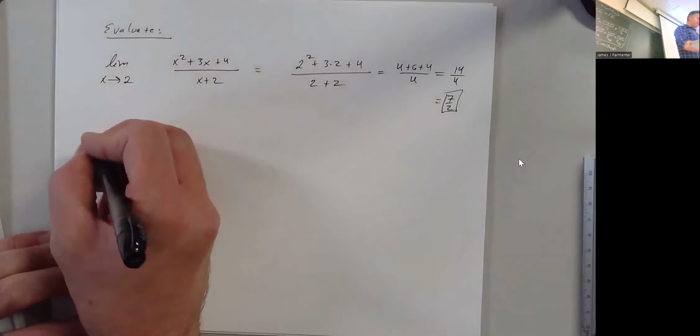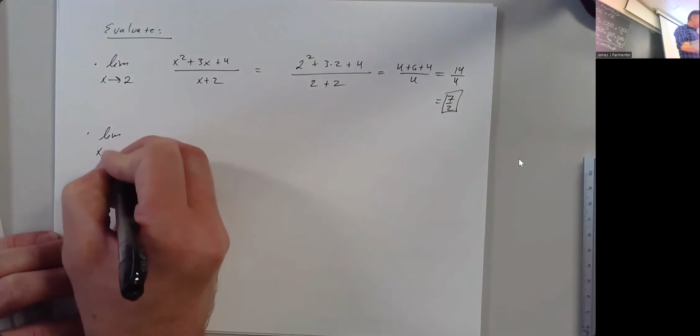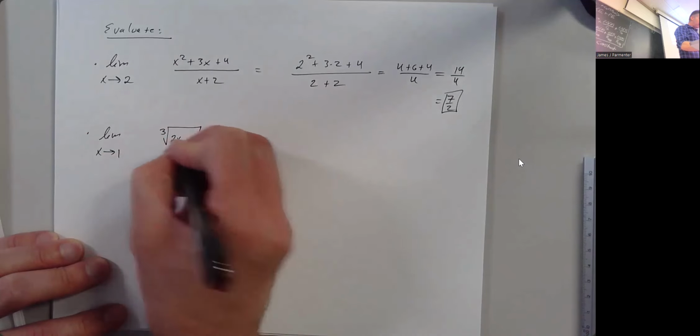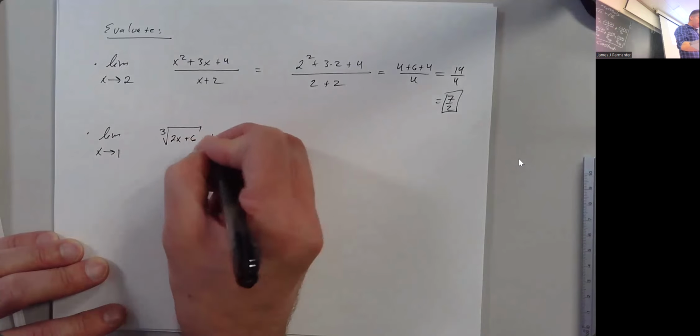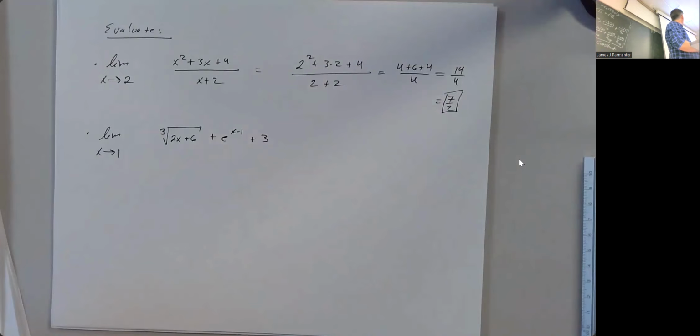Or we could even have something like the limit as x approaches 1 of the cube root of 2x plus 6 plus e to the x minus 1 plus 3. In fact, you also do this one. Plug it in, see what you get. The answer is one of my favorite numbers.